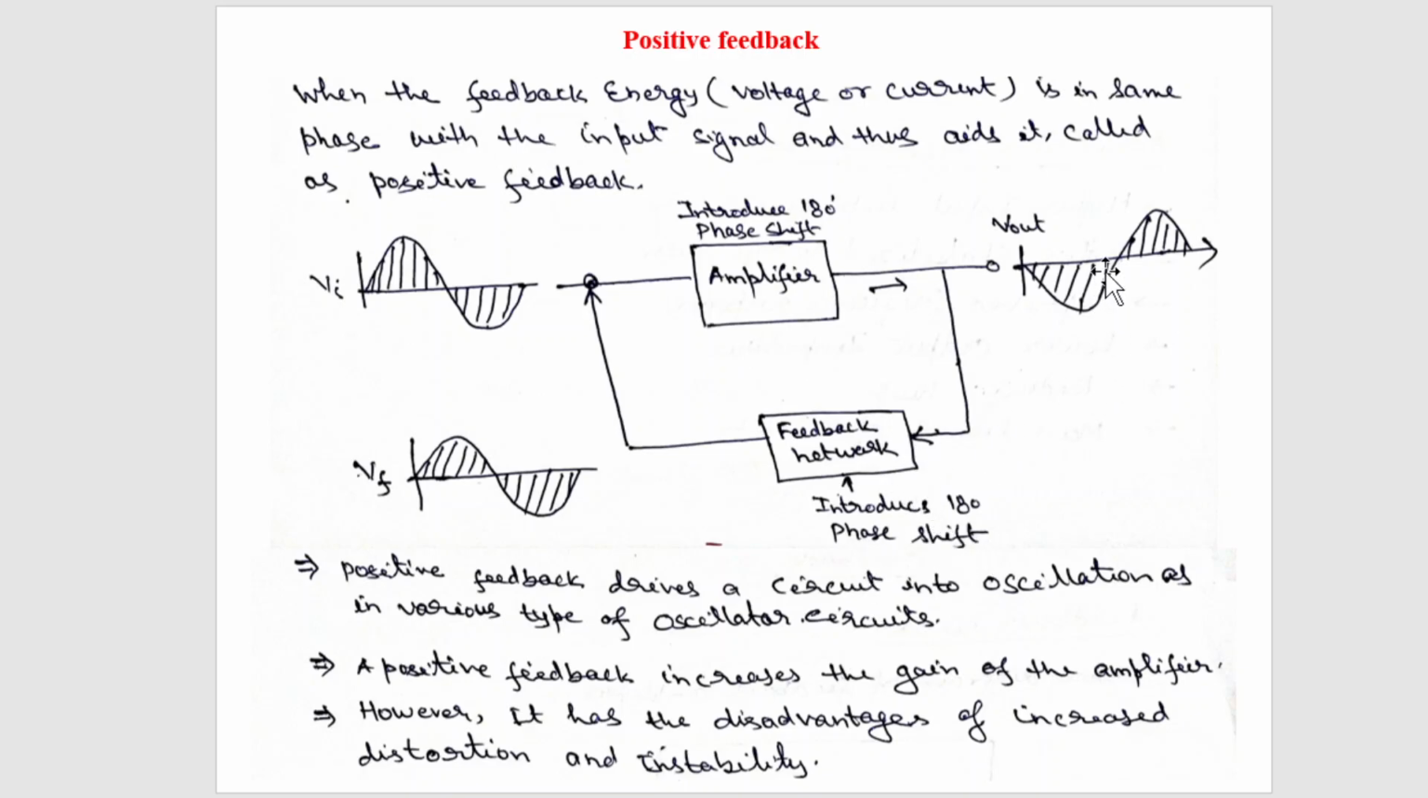So this 180 degree, it was 180 degree with the input. And again, if you add 180 degree, the input and feedback network will be in the same phase. So your Vi and Vf are in the same phase. Now if you give this back to the input, this type of feedback is called positive feedback. Positive feedback is basically increasing the gain of the amplifier.